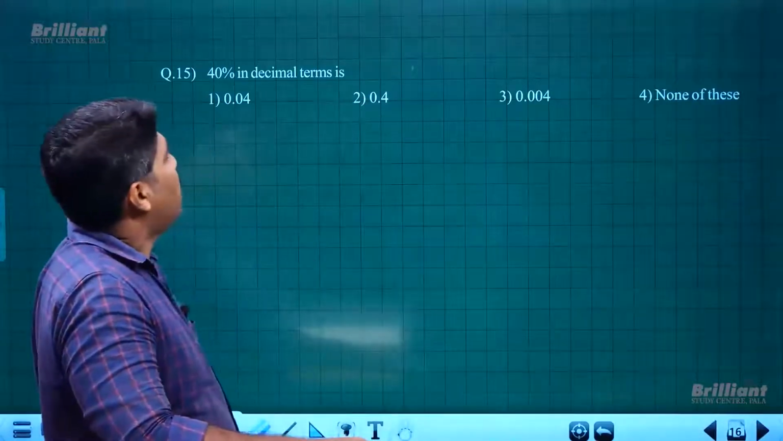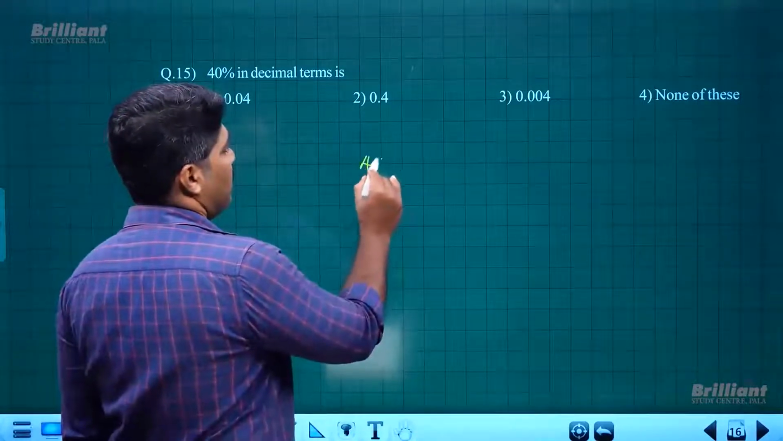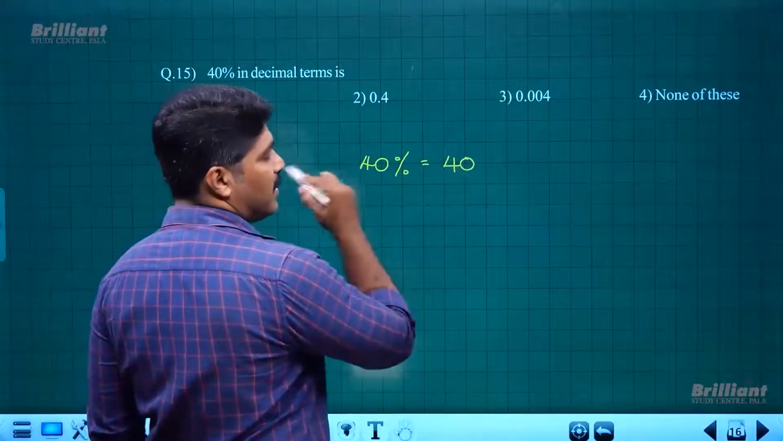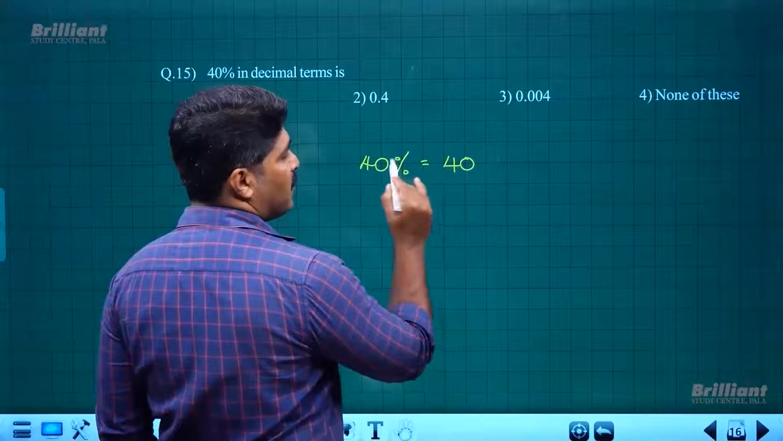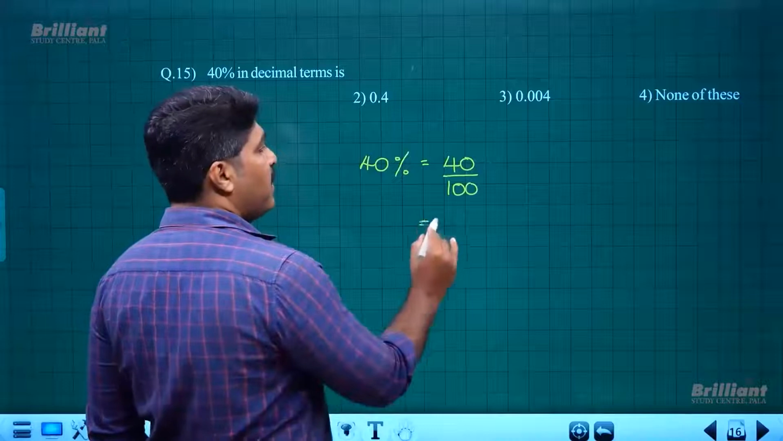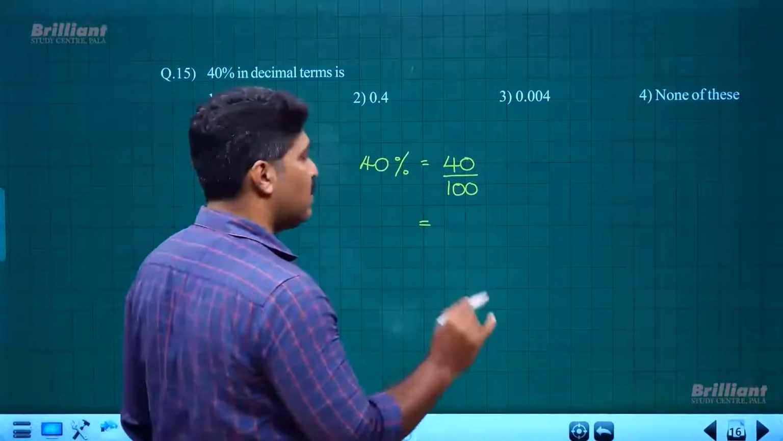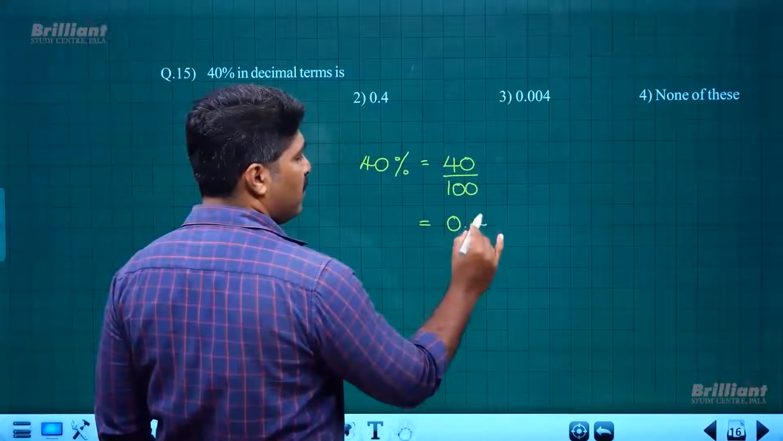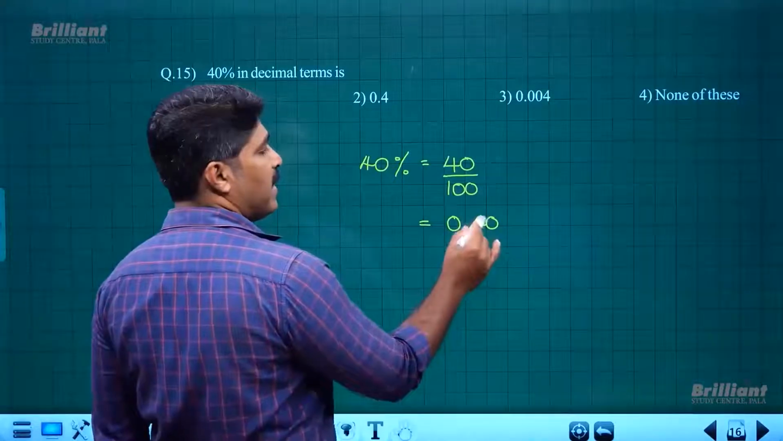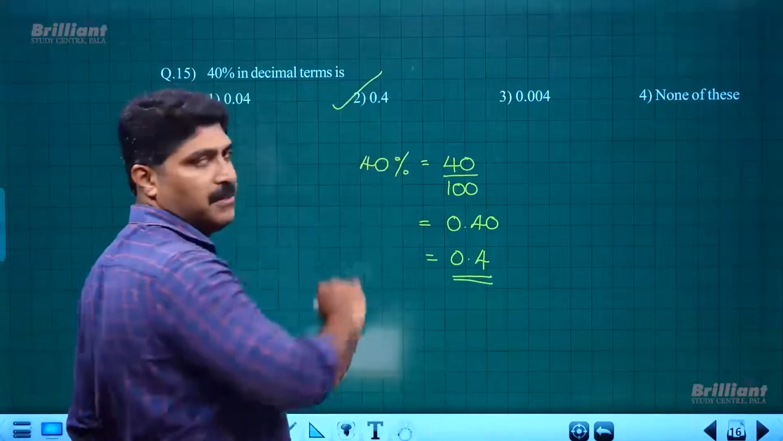Consider the next question: 40% in decimal terms. How can we write 40%? What is the value of this percent symbol? This percent symbol is nothing but 1 by 100. Therefore 40% we can write as 40 by 100. When we divide 40 by 100, we place the decimal two places towards the left. So this is 0.40, which is simply 0.4 itself. We can neglect this final 0. So the answer is option 2.